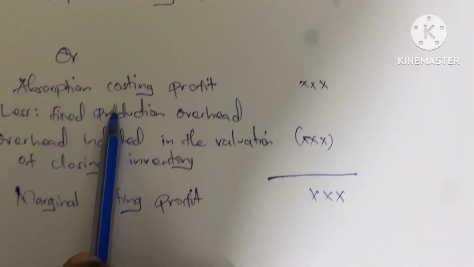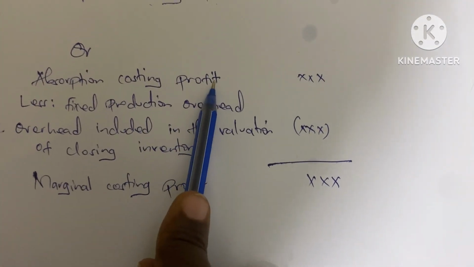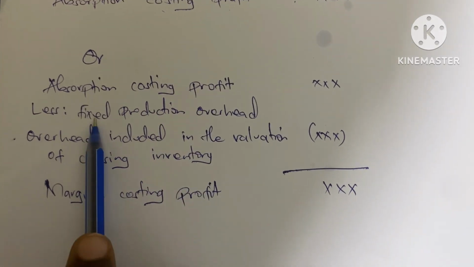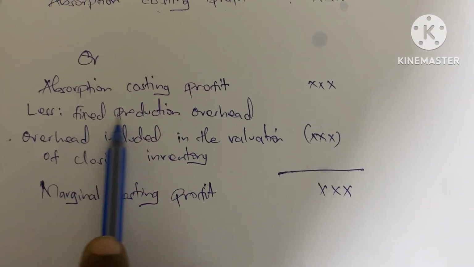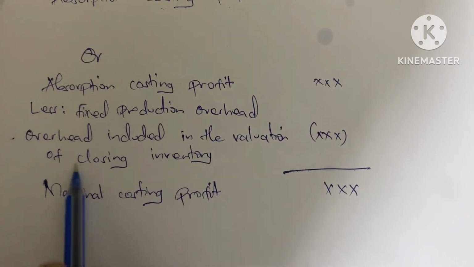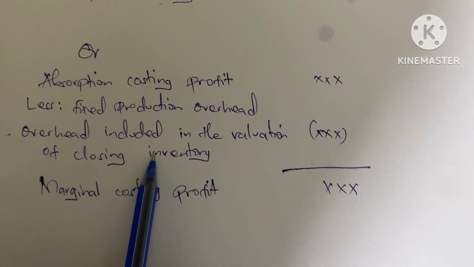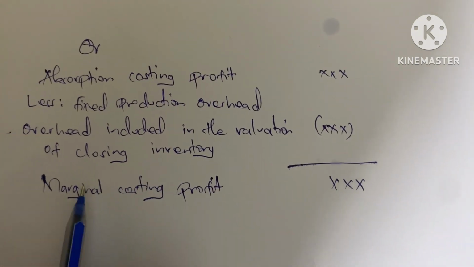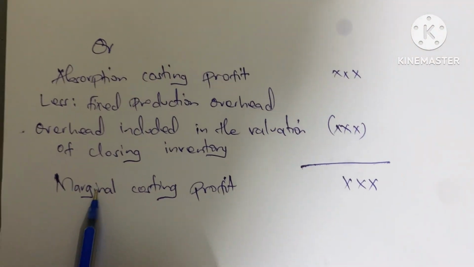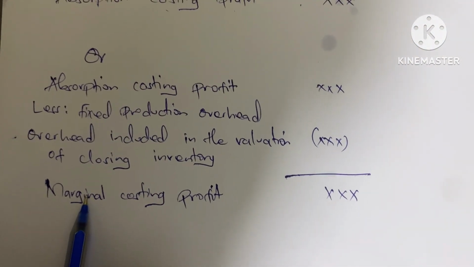Or you can use this: the absorption costing profit, you less the fixed production overhead included in the valuation of closing inventory. What you get should be the answer you got when you use the marginal costing profit method.